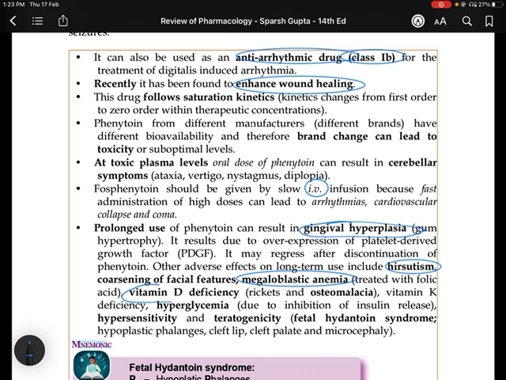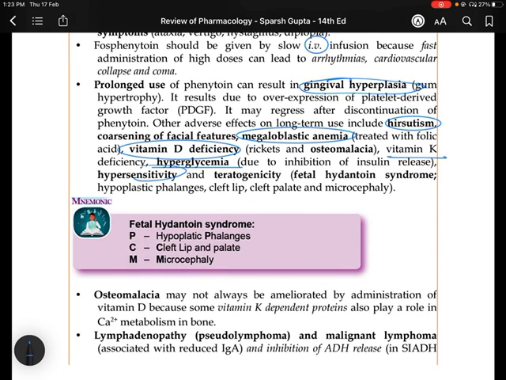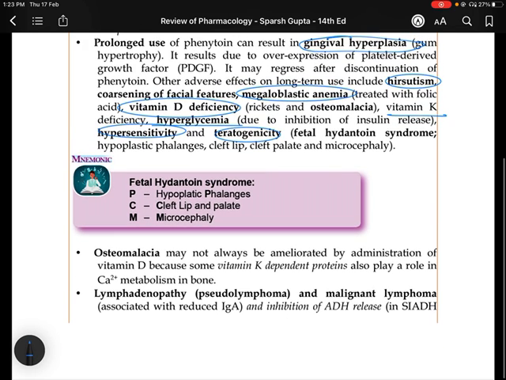Vitamin D deficiency can occur, vitamin K deficiency can occur, and hyperglycemia can occur due to inhibition of insulin release. Hypersensitivity and teratogenic activity are also there. So fetal hydantoin syndrome: hypoplastic phalanges, cleft lip and palate, and microcephaly. In fetal hydantoin syndrome, the head will be small, there will be cleft lip and palate, and hypoplastic phalanges are also seen.